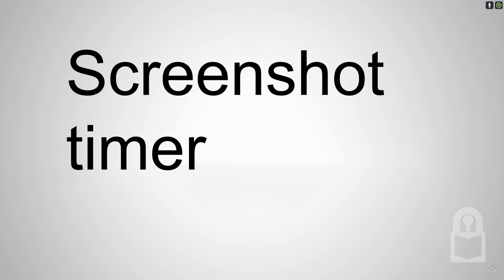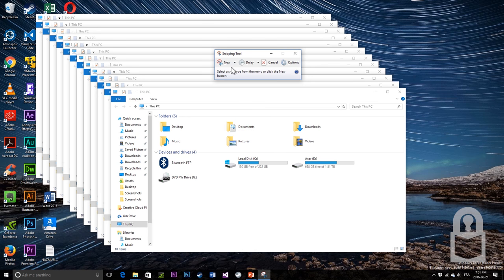Number 2. Screenshot Timer. Windows 7 brought forth the snipping tool to the world, but Windows 10 updates it by allowing you to have a selfie timer. Actually, just a regular timer.